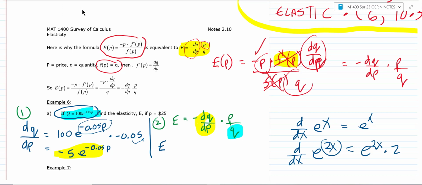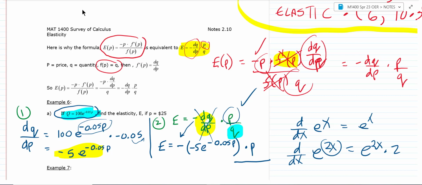Okay, so what you want to do is bring down the negative and then replace dq over dp with negative 5 e to the negative 0.05p. Leave this p where it is. That thing right there stays. And then replace the q with the original problem. So that's what I highlighted in blue.